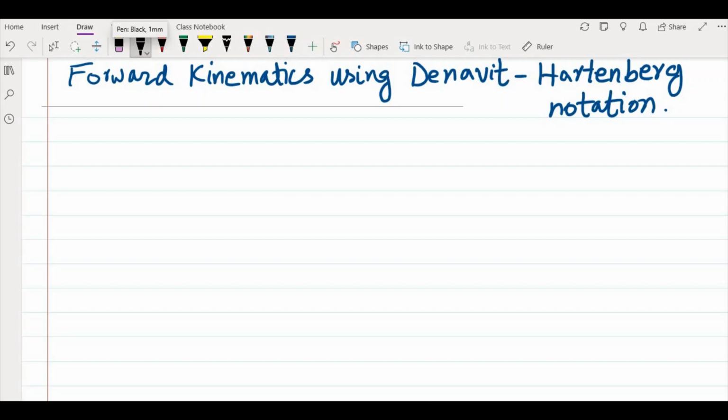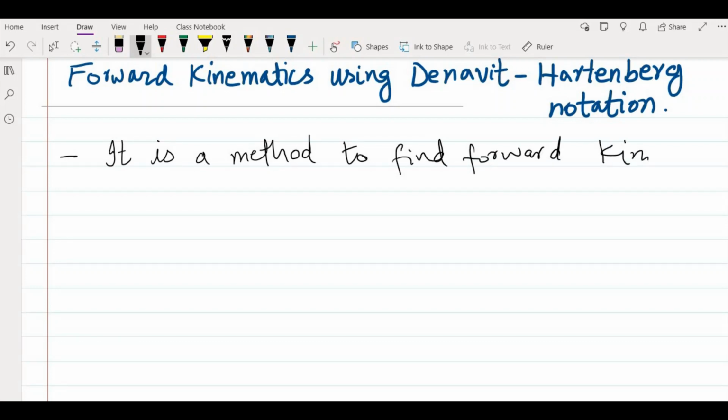Okay, so what is this Denavit-Hartenberg notation, and how can we use it in calculating the forward kinematics of your robotic arm? First of all, this is a method to find forward kinematics. This is an algebraic method.